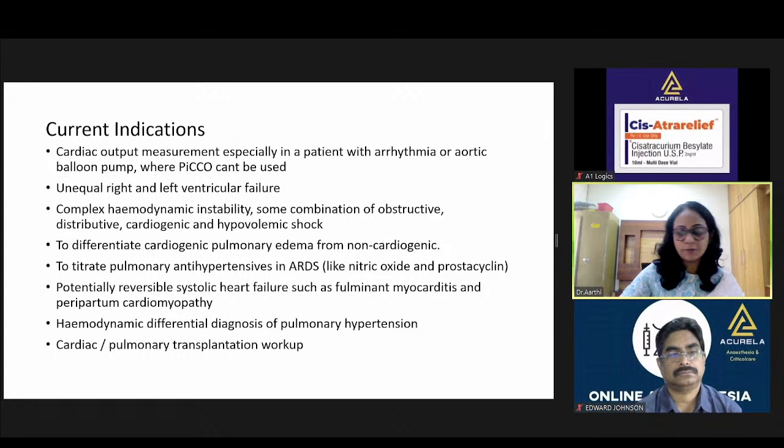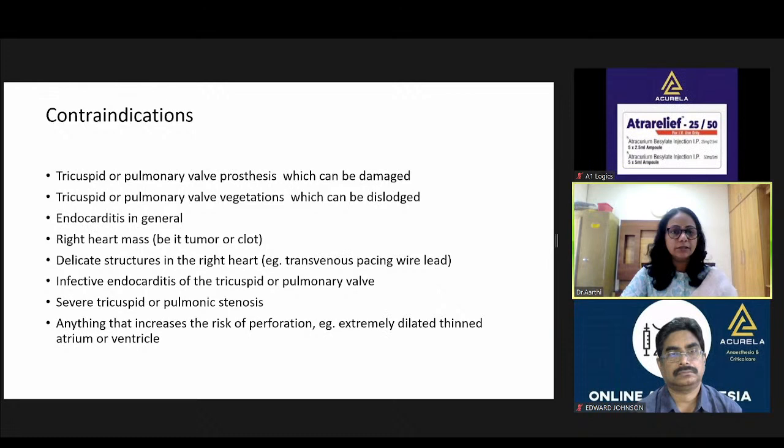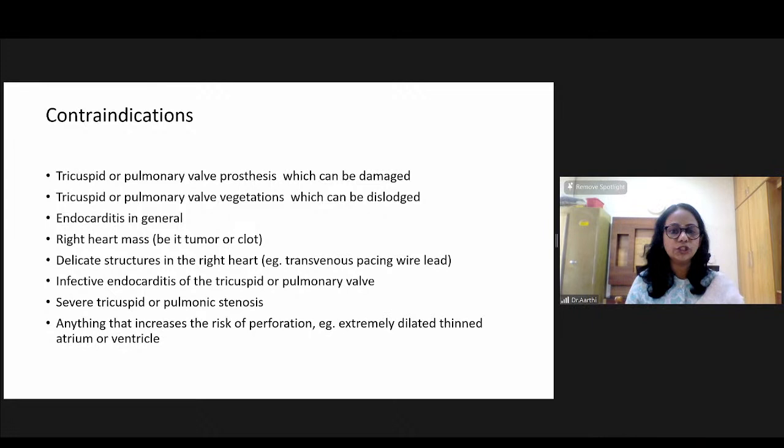So what are the contraindications for pulmonary artery catheters? Obviously, on the right side of the heart, where there is a tricuspid or pulmonary prosthesis or vegetations and endocarditis in general, and there is a mass in the right side of the heart, and there are delicate structures in the heart. For example, if the patient already has a transvenous pacing, and patients with severe tricuspid or pulmonary stenosis, and also an extremely thinned atrium or ventricle. So these are all the contraindications wherein we are unable to use pulmonary artery catheters.